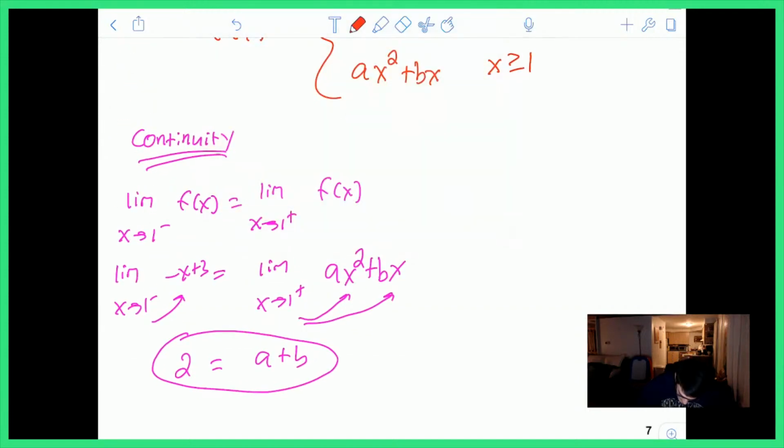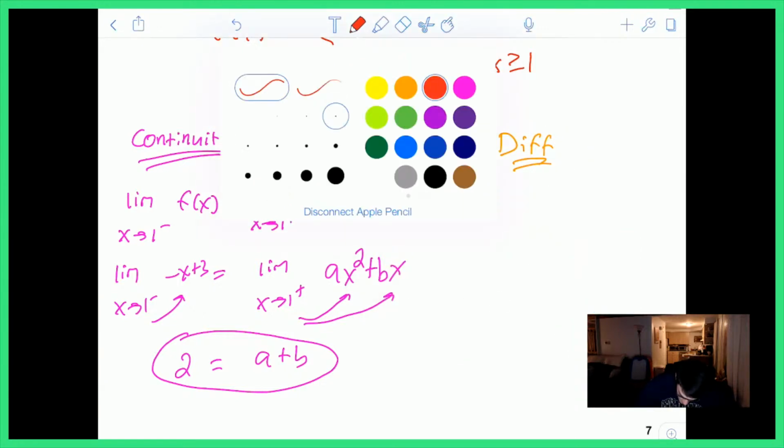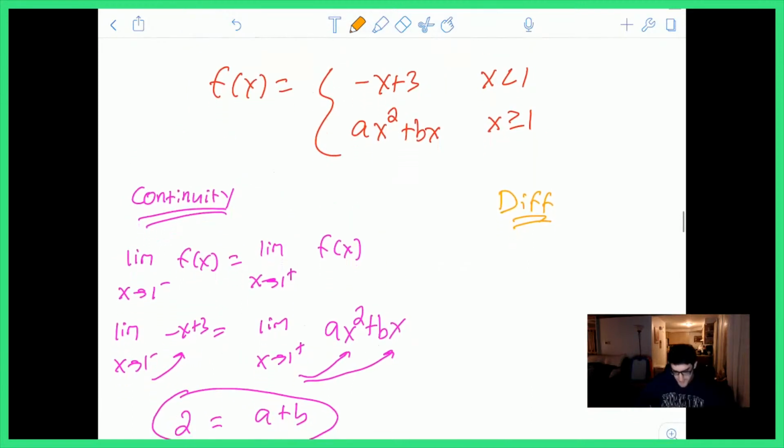So if we now play the differentiability game, differentiability will be over here. Actually, I'll just move it over a little bit. And why don't we swap the color too? We don't want red. Why don't we do orange? Sweet. So in order for differentiability to be considered, continuity must be true. So we have to keep this in mind that a plus b needs to be 2.